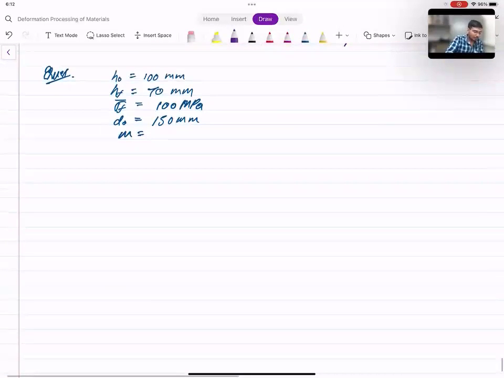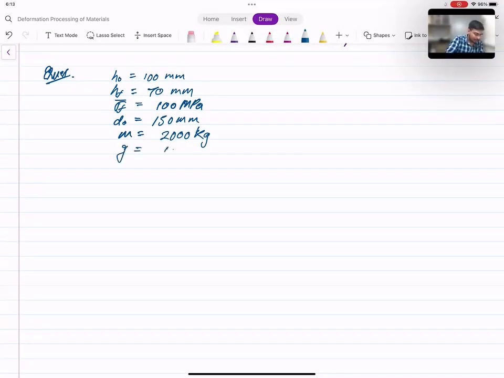So in this case, this mass is given as 2000 kgs, or 2 tons we can say. So this is 2000 kg. Acceleration due to gravity we have to consider as 10 meters per second square. So we are given this data. Now we need to find the height up to which the hammer needs to be raised to get this much reduction in the workpiece.